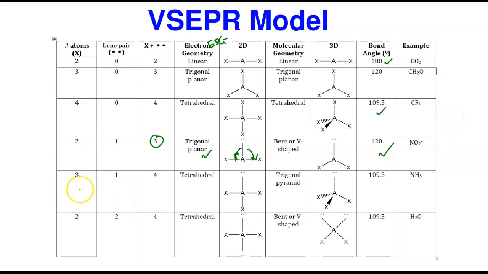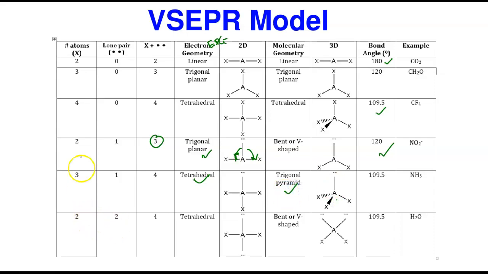If you go down to here, again, there are 4 attachments, 1 lone pair. Again, look at what we have here: 3 atoms, 1 lone pair. There are a total of 4 attachments. It's going to be tetrahedral. Because of this 1 lone pair here, it's going to push this bond down to look this way, and then it's going to become a trigonal pyramid.